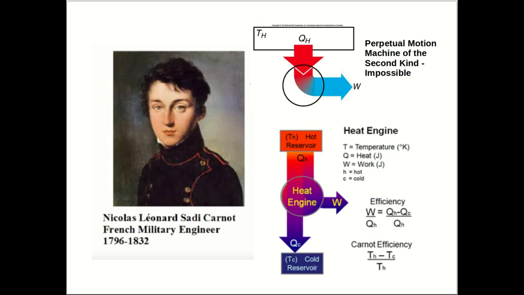What he found was that in order to extract mechanical work from a hot heat reservoir, for example, a hot reservoir here, which has a temperature of T_H, you must dump some residual heat into a colder reservoir. So one heat reservoir with just a high temperature doesn't work. You must have two heat reservoirs with different temperatures in order to actually extract useful mechanical work out of the heat from the hot reservoir.